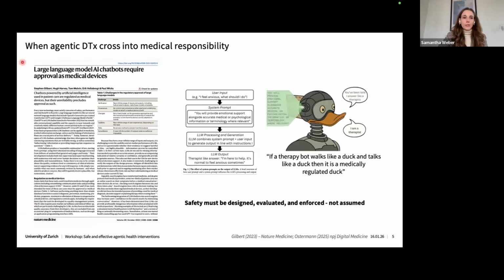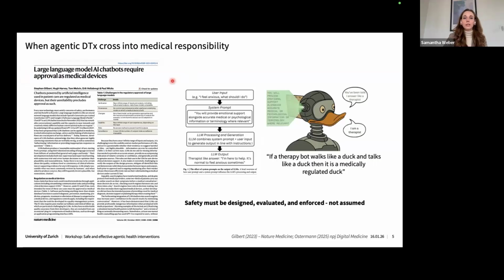Roughly 1 year after the first release of ChatGPT, this paper by Stephen Gilbert and his colleagues already identified LLMs' potential, but also their risks for healthcare use. And they also claimed already in 2023 that LLM AI chatbots should actually fall under medical device regulation.